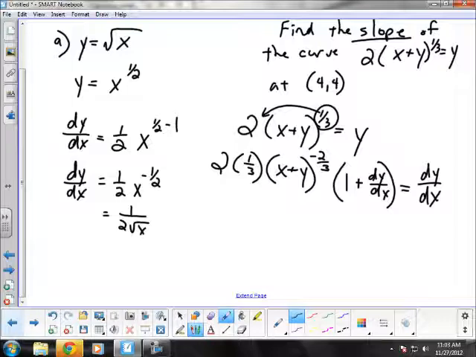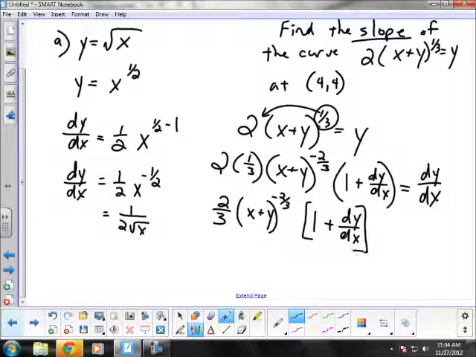So, let's think about what we got here. This is 2 times a third, which is just 2/3, right? And this is (x plus y) to the negative 2/3, because that's kind of all one group. It's like one factor. I got to kind of keep it together.